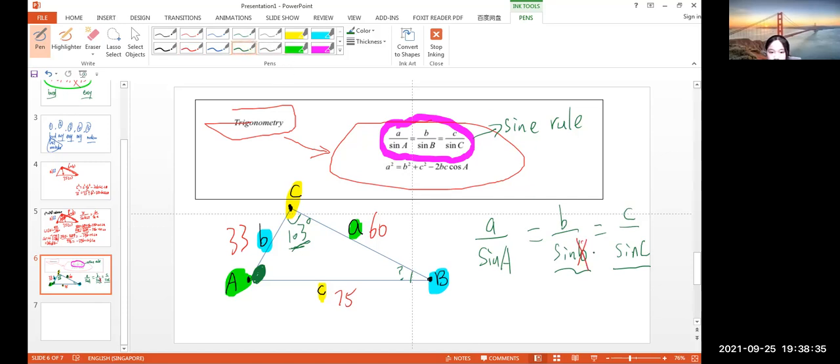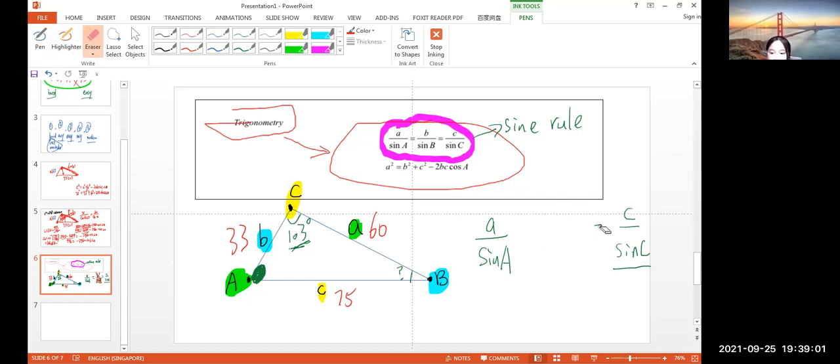Okay, let me be more specific. This is a capital B. I don't have this angle B, right? You don't have the angle B, and you are not asked to find angle B, so you don't need to care about this term because you don't have it. You are not asked to find it, so you don't need to use this. So get rid of it.